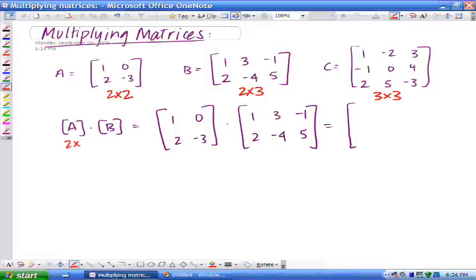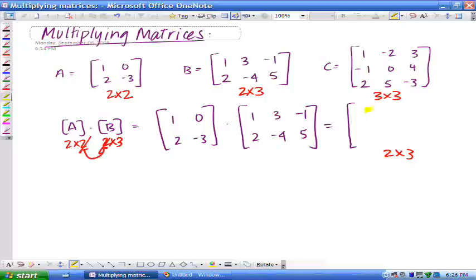We said A is a 2 by 2 and B is a 2 by 3. So therefore, if these two numbers are the same, we can multiply. They are, and our answer will be a 2 by 3 matrix. Now let's go ahead and talk about how we multiply, because that's the tricky part.